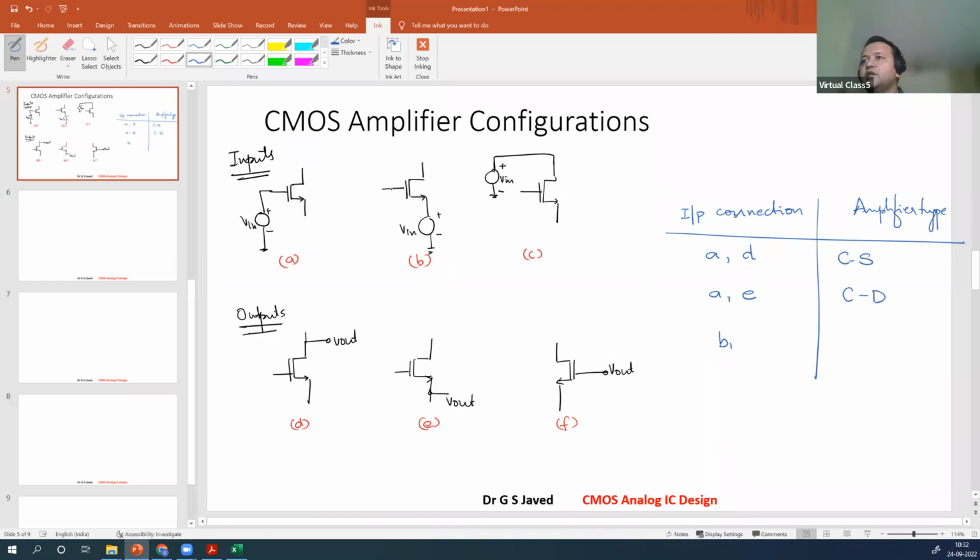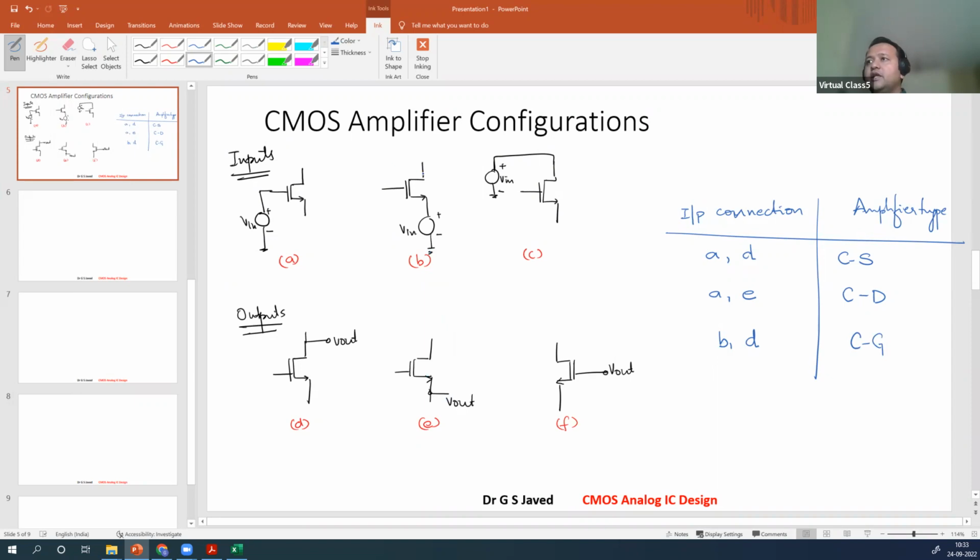You can either take the output at the gate or you can take the output at the drain. So what are the options you have? B and D, because you're taking the drain at the output. Now what is this called? This is called a common gate configuration.